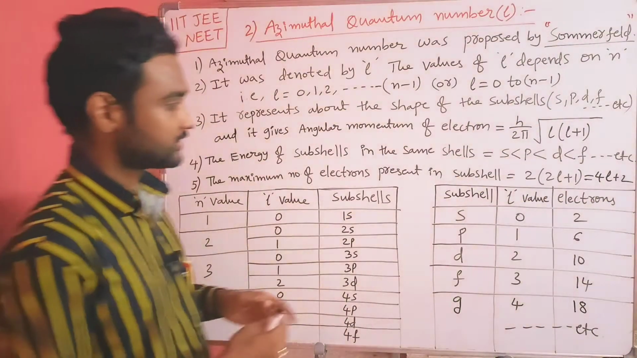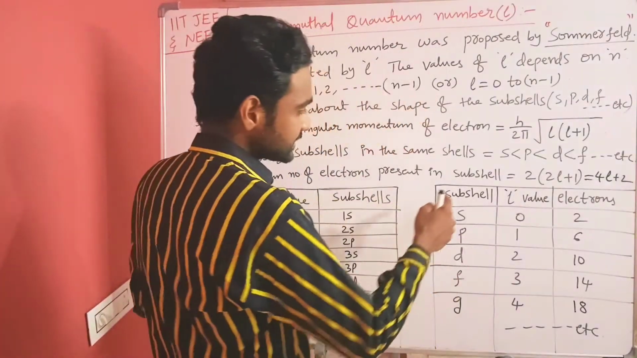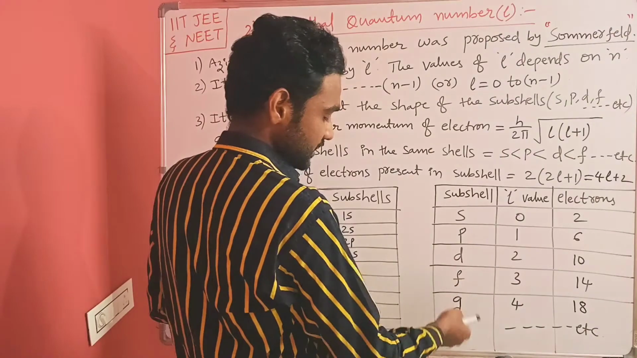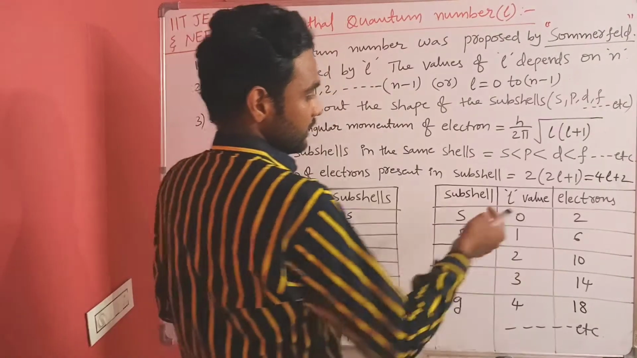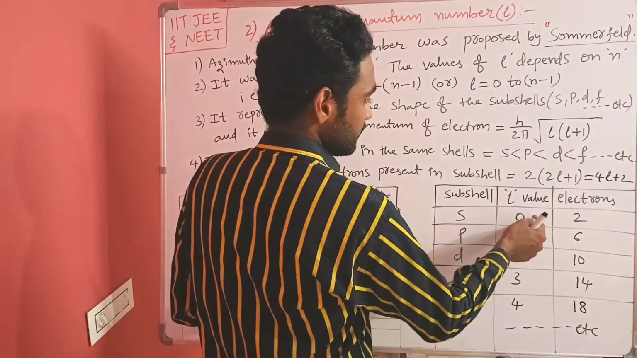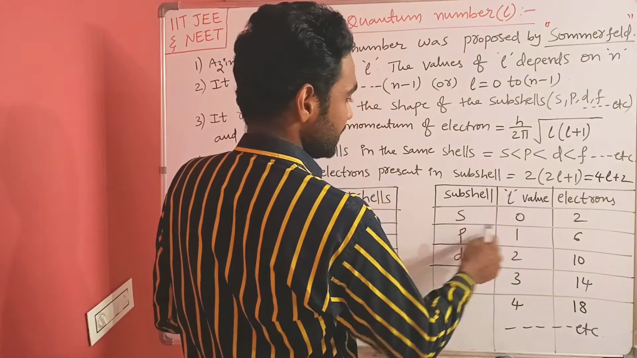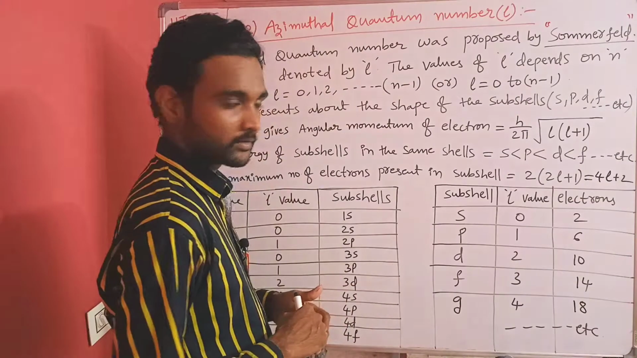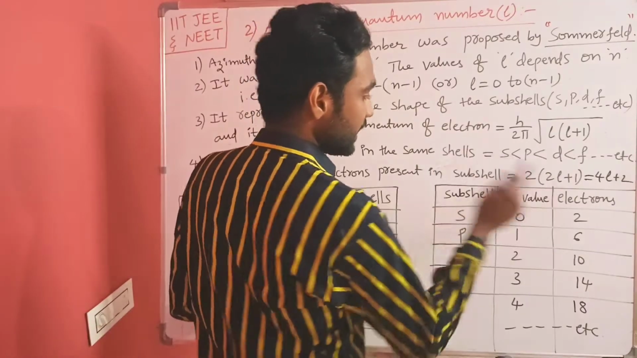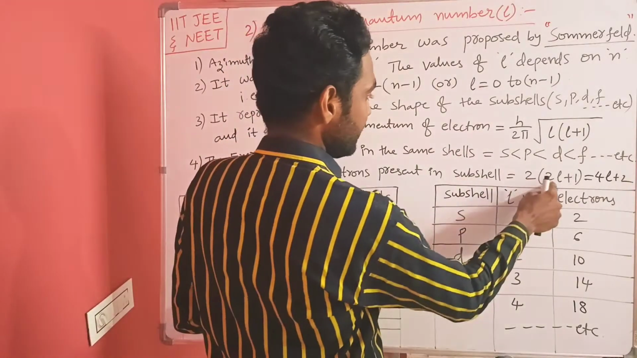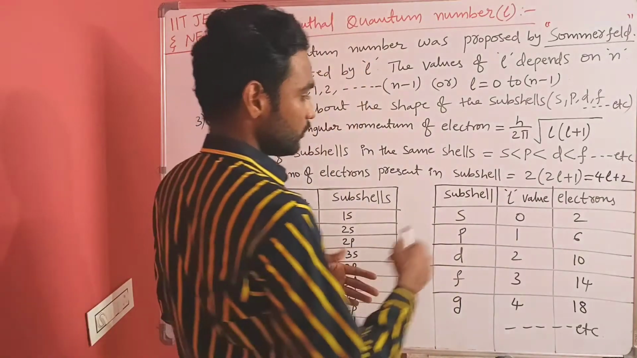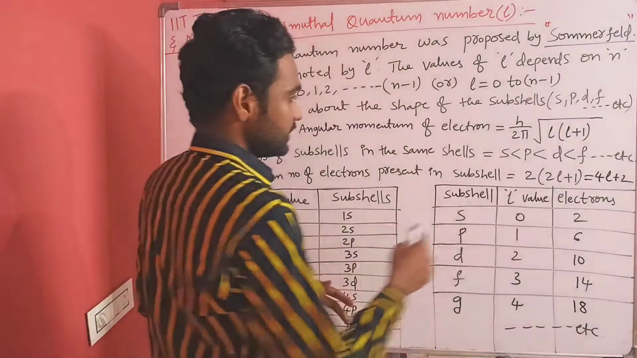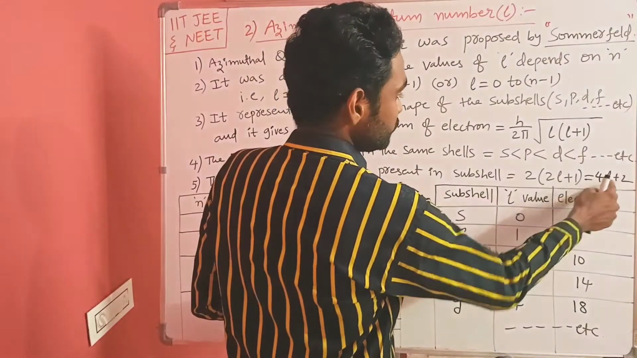Okay. Next, this table you have to see: subshells, l values, electrons. Subshells s, p, d, f, g and so on, still so many are there. Here l value, see, for s orbital l value is 0, p orbital 1, d orbital 2, f orbital 3, g orbital 4. Now here by using this formula I have to calculate. In the place of l I have to substitute 0. Then what will you get for s orbital? In s orbital how many electrons will be? See, 4 into 0 plus 2.